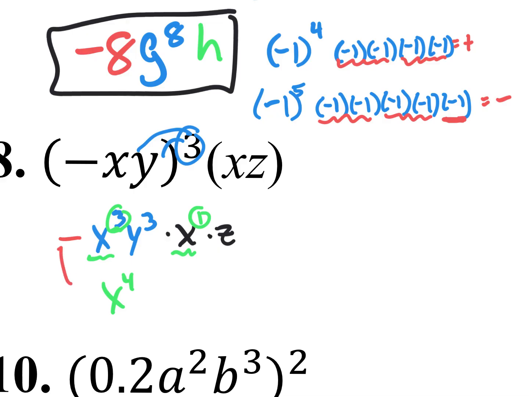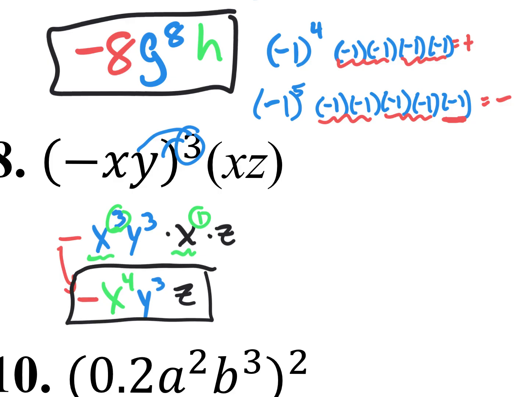Don't forget about the negative sign. That still comes down out in the front. What about the y to the third? Bring that down. What about the z? Bring that down. And there's your final answer, negative x to the fourth, y to the third, z.